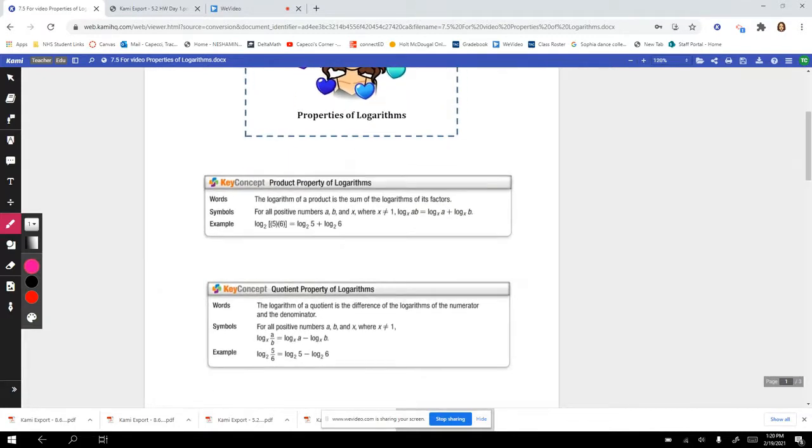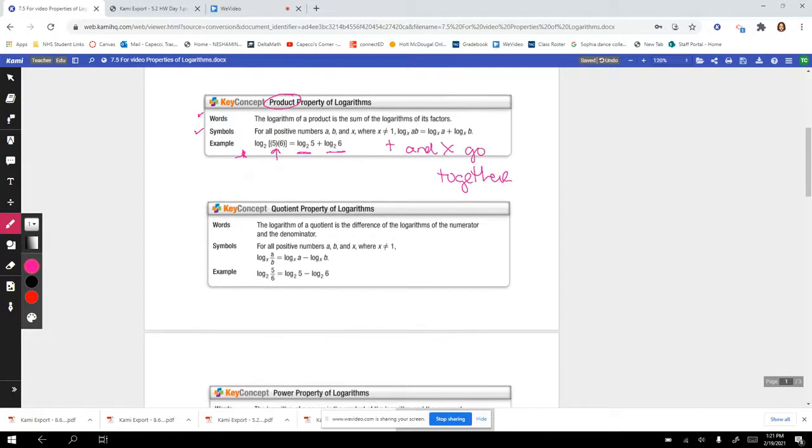The first one we have is the product property. So product, we know, means to multiply. Again, we have the words and symbols if that helps you. A lot of times I just think the example is the easiest way. If I can break down this argument into 5 times 6, multiplication goes with addition. I break that apart into two separate logs. So addition and multiplication are going to go together. You're going to use this a lot now that we're past the basics.